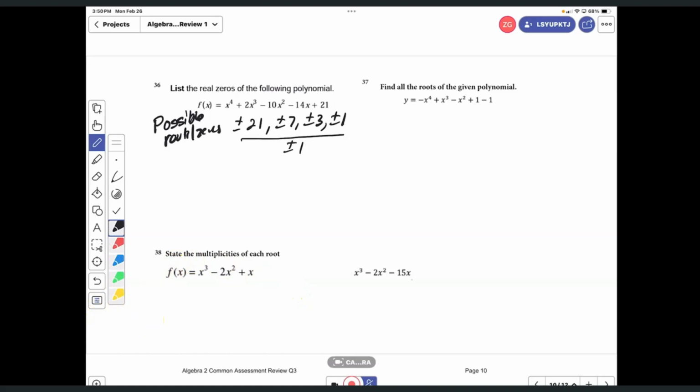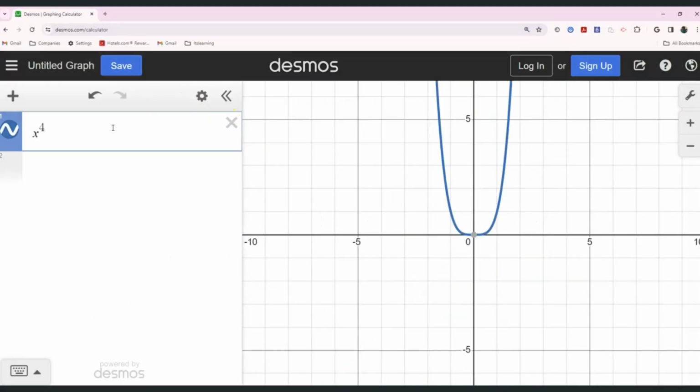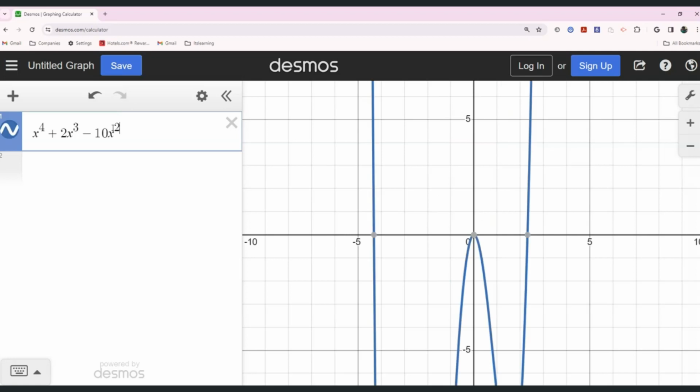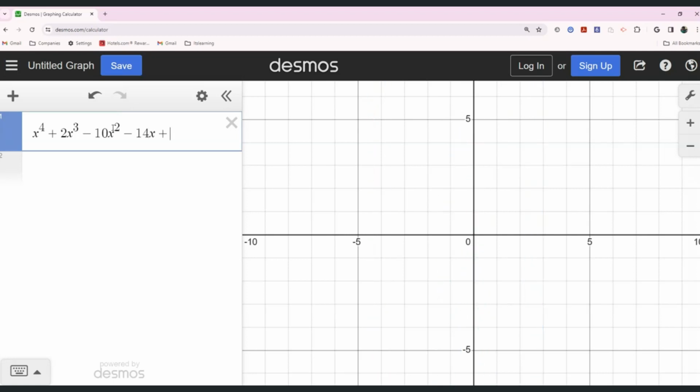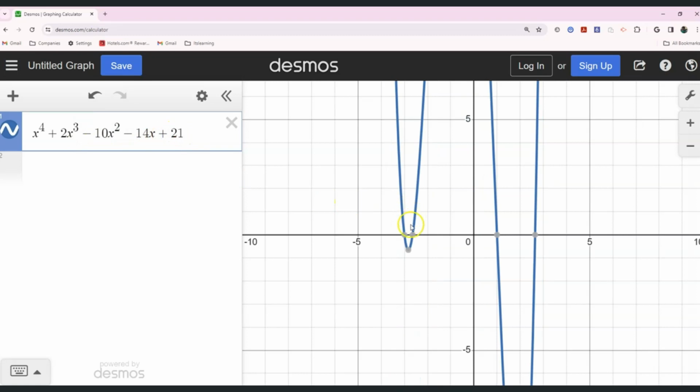I'm going to use Desmos. X to the 4th power, to the 3rd power, squared. Okay, so just to make sure, I have x to the 4th plus 2x cubed, x squared minus 14x plus 21. I mixed them up. So I have negative 3, and 2.64 down.